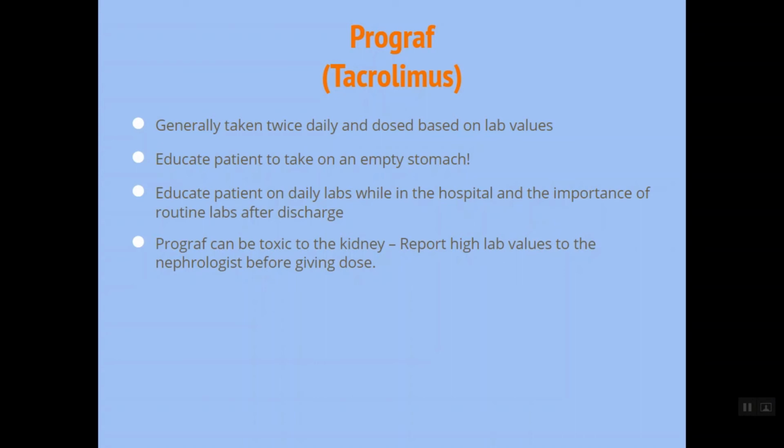So if we are getting a Prograf level on a kidney transplant recipient, we must get the level before we give the Prograf. If we get the Prograf level after we give the Prograf, it is going to be an altered result. So if that occurs, we need to make sure to communicate that to the physician team. Prograf can be toxic to the kidneys, so we must report high lab values to the nephrologist before giving the dose. So if we see that the lab value is high, then we're going to hold that dose and talk to the transplant nephrologist.